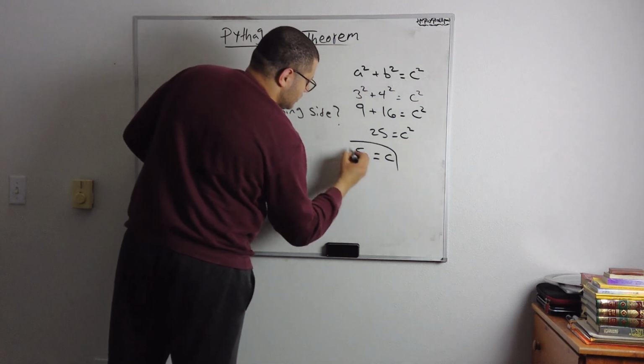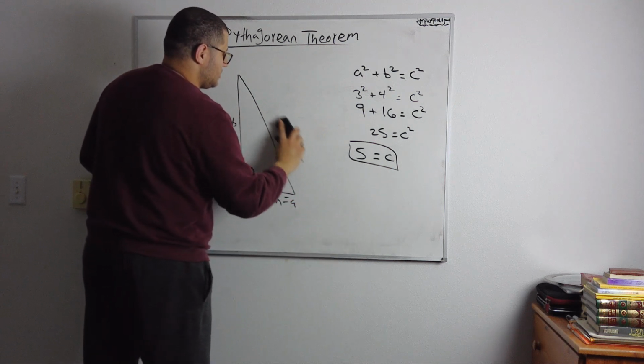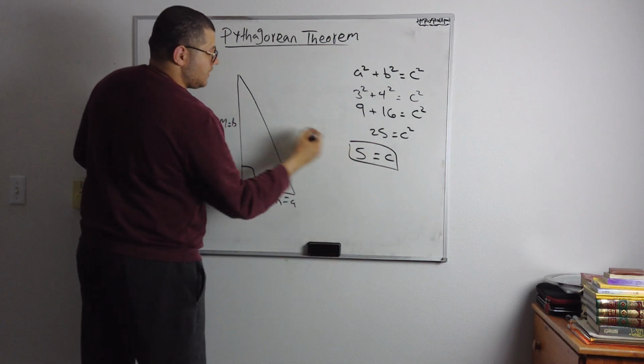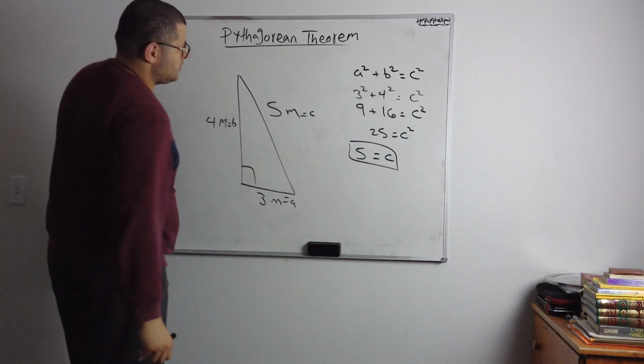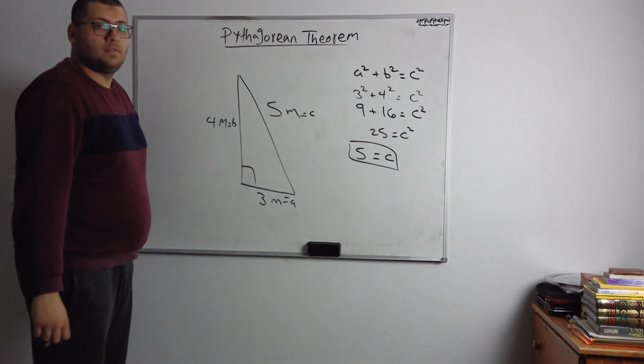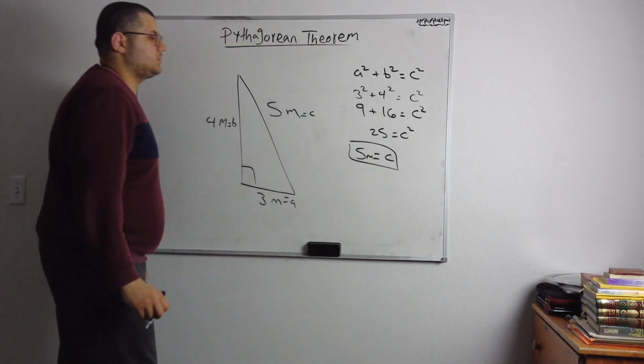5 equals C. That gives us C, the missing side. So now we know the missing side, which is what? 5 meters. 5 meters equals C. Okay? The missing side is 5 meters. Make sure we put the unit here.